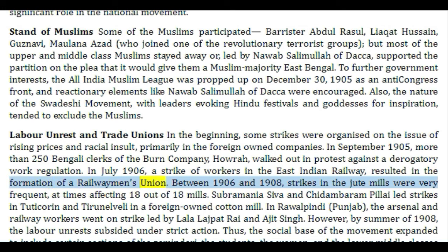a railwaymen's union. Between 1906 and 1908, strikes in the jute mills were very frequent, at times affecting 18 out of 18 mills. Subramania Siva and Chidambaram Pillai led strikes in Tuticorin and Tirunelveli in a foreign-owned cotton mill. In Rawalpindi, Punjab, the arsenal and railway workers went on strike, led by Lala Lajpat Rai and Ajit Singh. However, by summer of 1908, the labor unrest subsided under strict action.